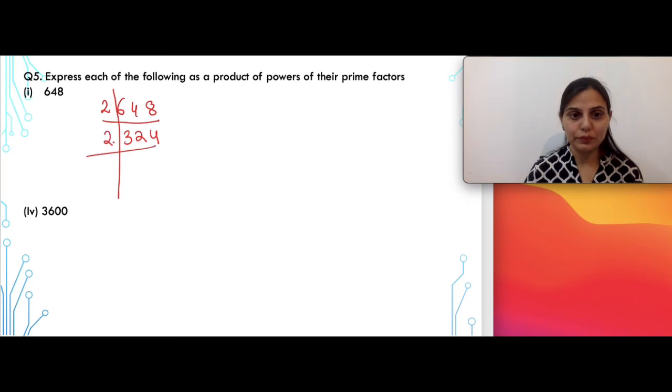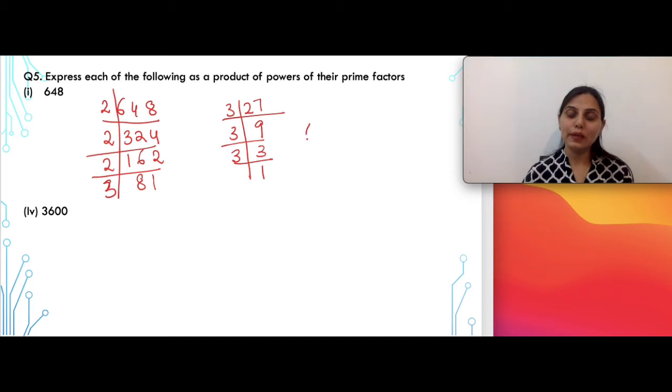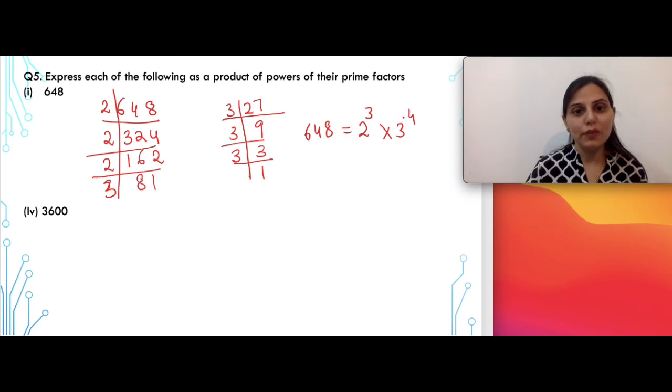324, 162, 81. Now clearly 81 is not further divisible by 2, so we will move on to the next prime number, which is 3. 3 27s are 81, 3 9s are 27, 3 3s are 9, and 3 1s are 3. So when we need to express this number in the exponential form, we will write the powers of 2 also, which will become 2 cube. Multiplied by 3 is coming 4 times, so we'll write it as 3 raised to power 4. This is the way you express the given number as a product of its prime factors.